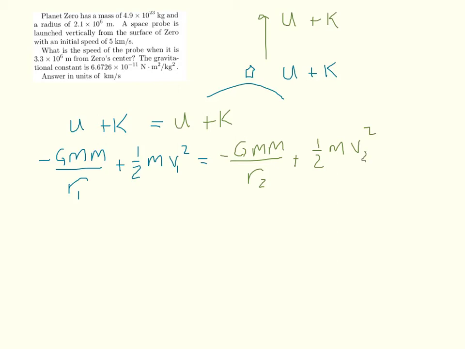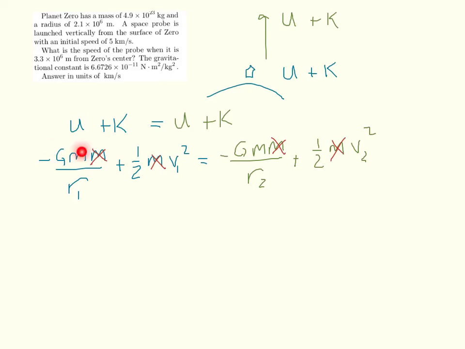What you'll notice is that all four of these terms contain the mass of the probe. So really, you don't care about the mass of the probe, and it doesn't even tell you the mass of the probe. So you are lucky, because this one goes away, this one goes away, this one goes away, and this one goes away. What we're left with is all numbers that you know.